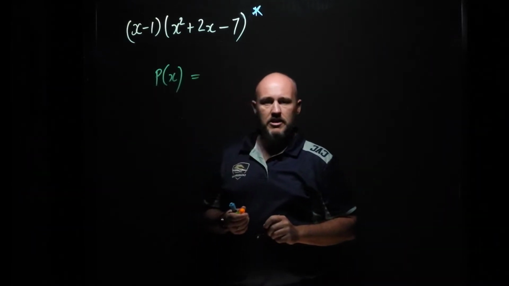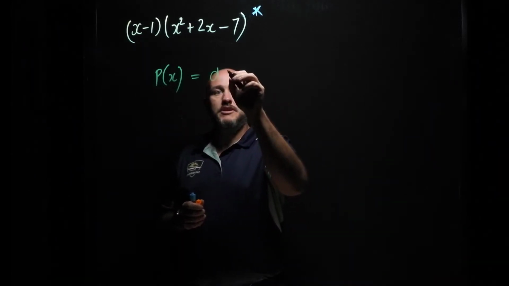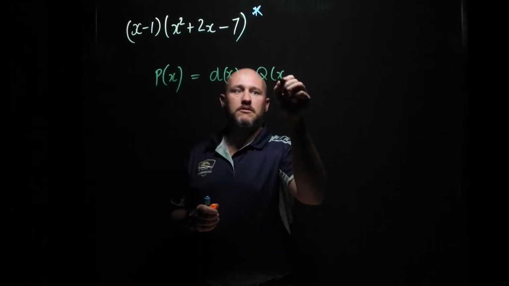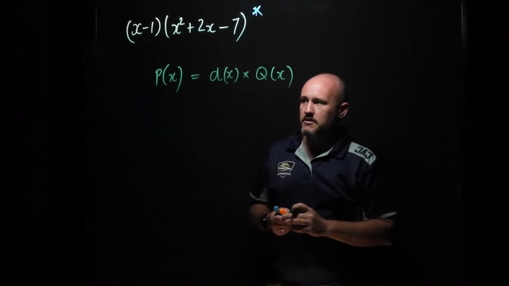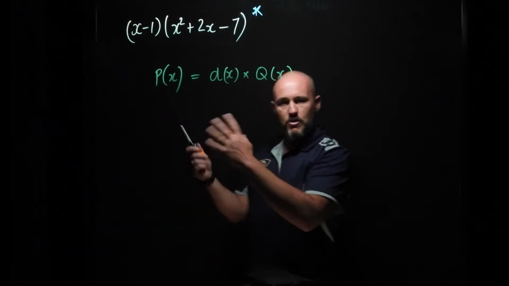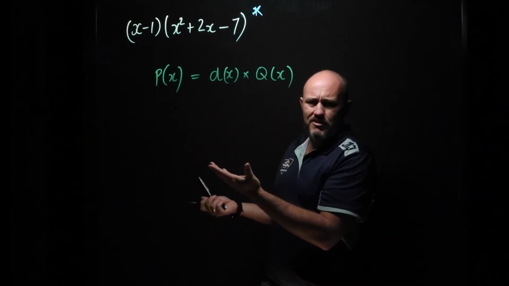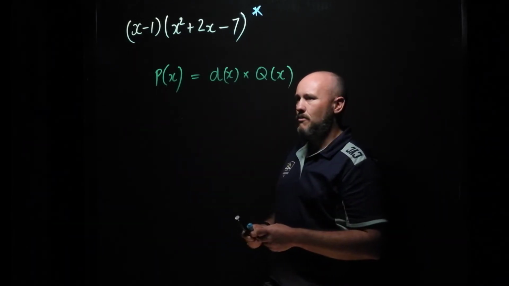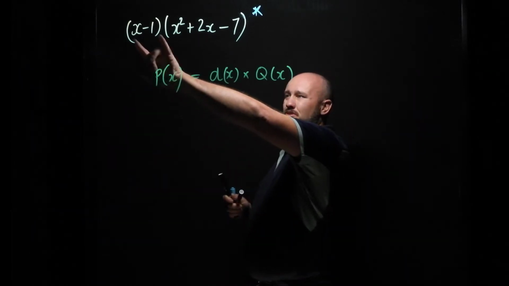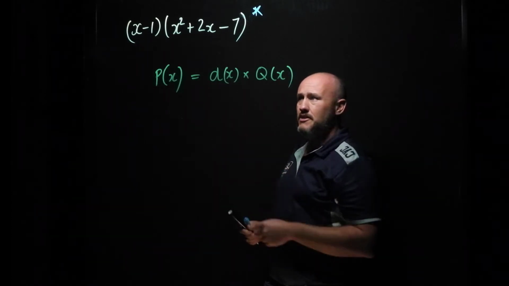The polynomial p of x, if it can be factorised, can be written as d of x times q of x. Now, that's going to seem a bit weird, but let me explain what these are. So p of x is the original polynomial for this structure, and p is just there because it stands for polynomial. D of x is the thing we're dividing by. It's the factor. In the example we're dealing with, we worked out the linear factor, x minus 1. That's our d of x.